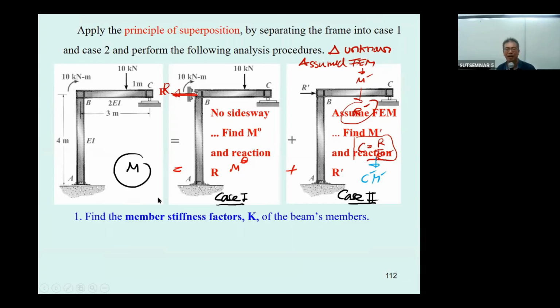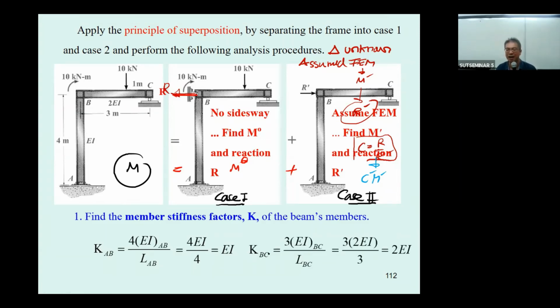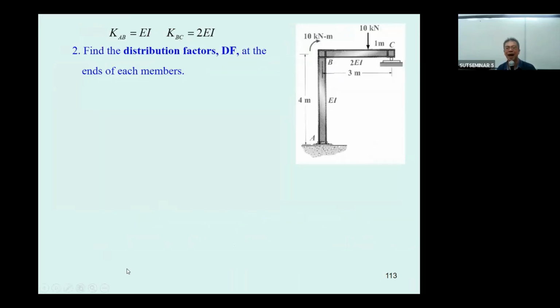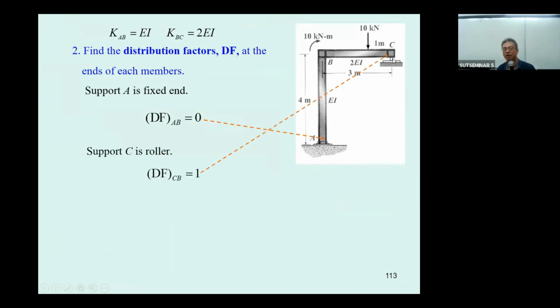For the K, if we consider K sub AB as 4EI over L, it's going to be 1 EI. And for this one, 3 times 2EI over 3, it's going to be 2EI. That means the beam has 2 times the flexural rigidity compared to the column AB. And then the distribution factor for the fixed end is 0. For the lower end, the pin end, it is going to be 1.